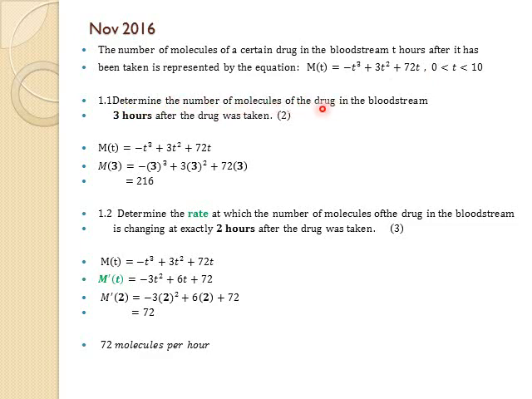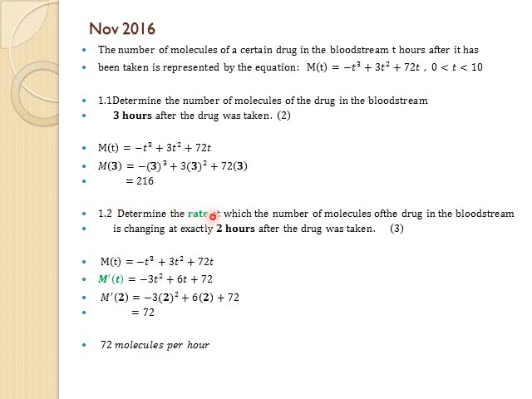1.1, they say determine the number of molecules of the drug in the bloodstream 3 hours after the drug was taken. Right, so my time is 3 hours, place in T, I place 3, becomes minus 3 cubed plus 3 squared plus 72 times 3, it gives me 216 molecules of this drug in the bloodstream.